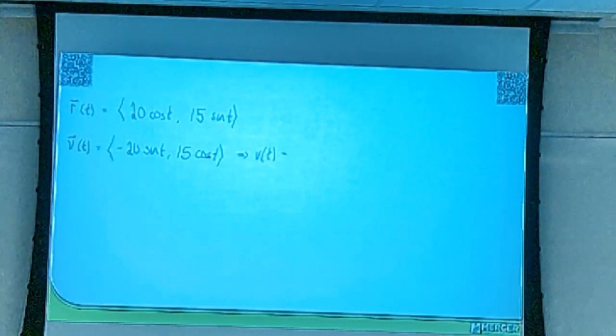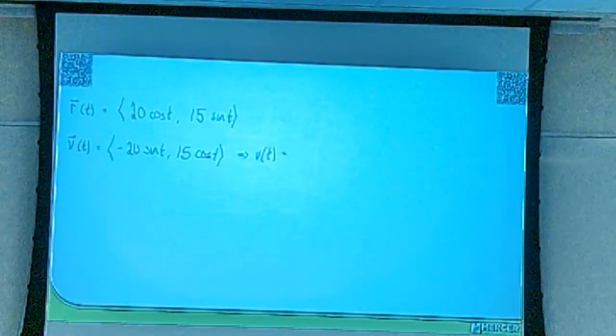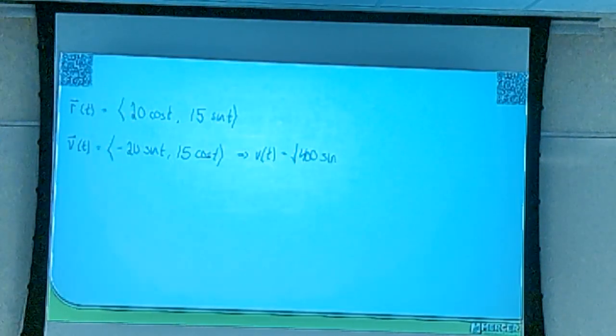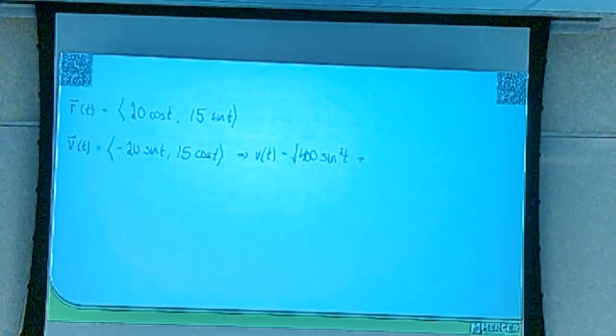Your speed? Twenty times, wait, what is the magnitude? Magnitude of velocity, which is what? Square root of 20 squared sine squared t plus 15 squared cosine squared t. What's 20 squared? 400. And 15 squared is 225.